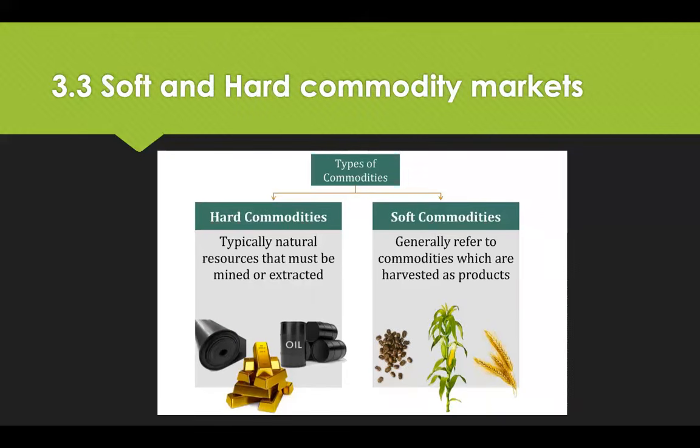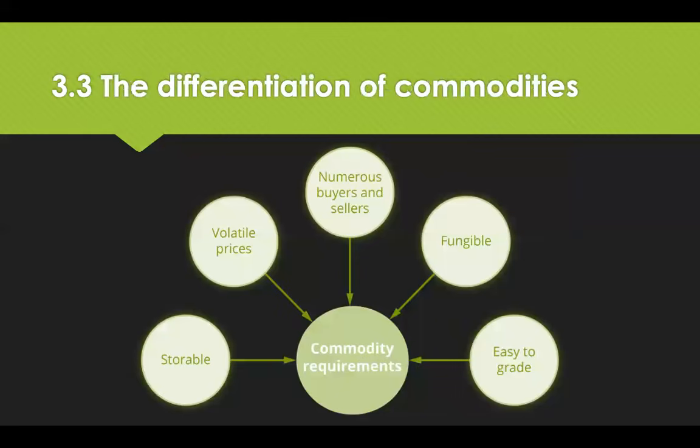To be traded as a commodity, certain requirements must be fulfilled. They must be easy to grade and storable. There must be multiple buyers and sellers of the product to ensure liquidity in the market. Products must be fungible, meaning that they can be swapped for another asset of the same type. And there must be price volatility.